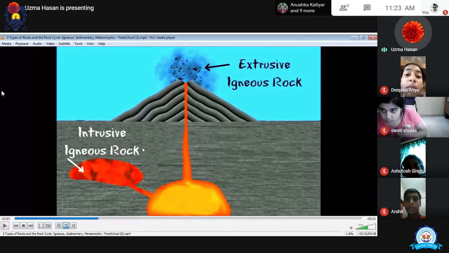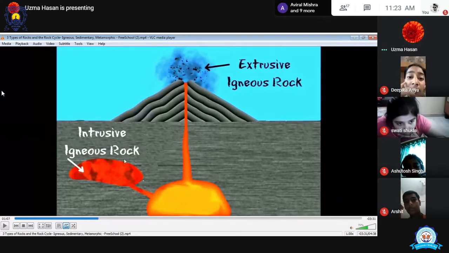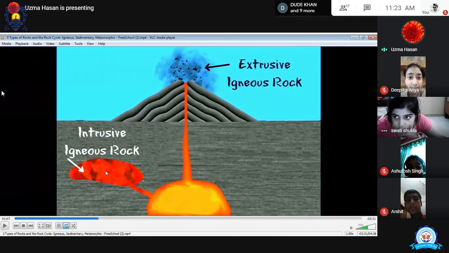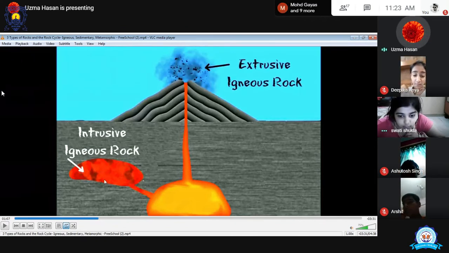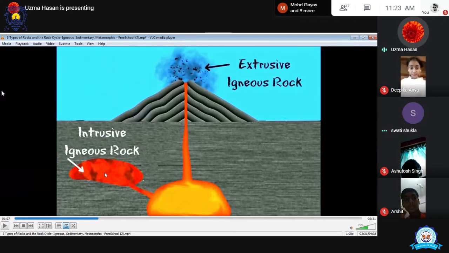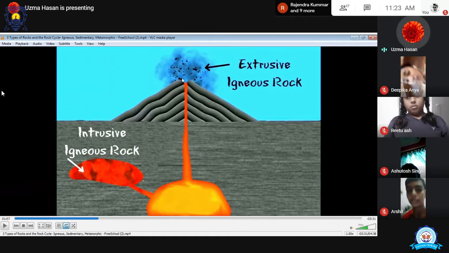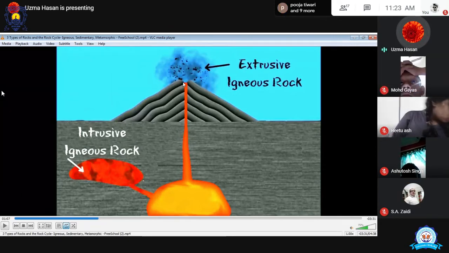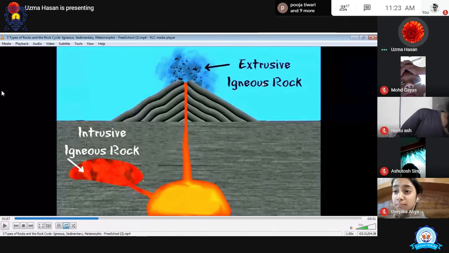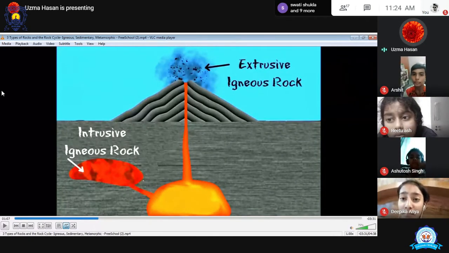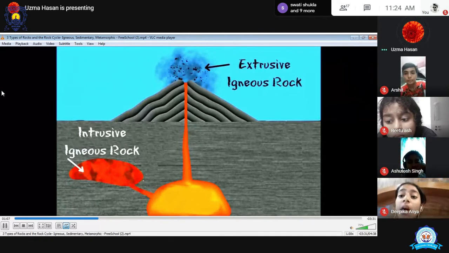So you can see the cursor on your screen. This area having the red portion, that is magma. So when the magma solidifies beneath the earth's surface, it also makes igneous rock. And when the magma comes out from the mouth of the volcano, it also makes igneous rock. So intrusive and extrusive, there are mainly two types of igneous rocks.